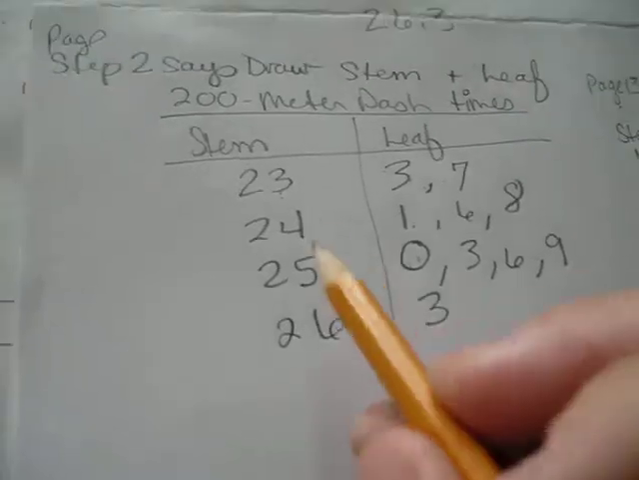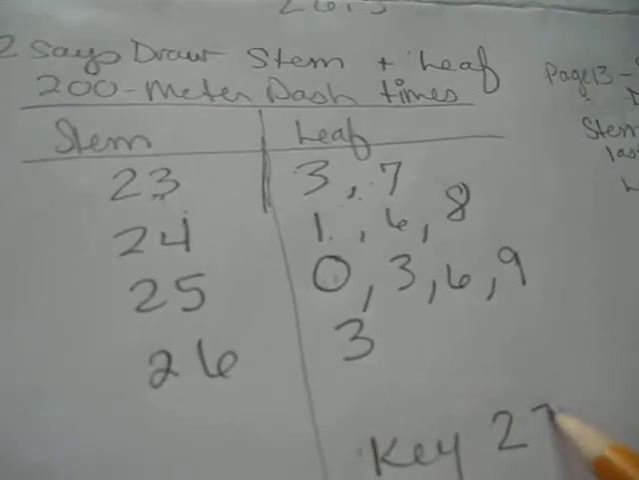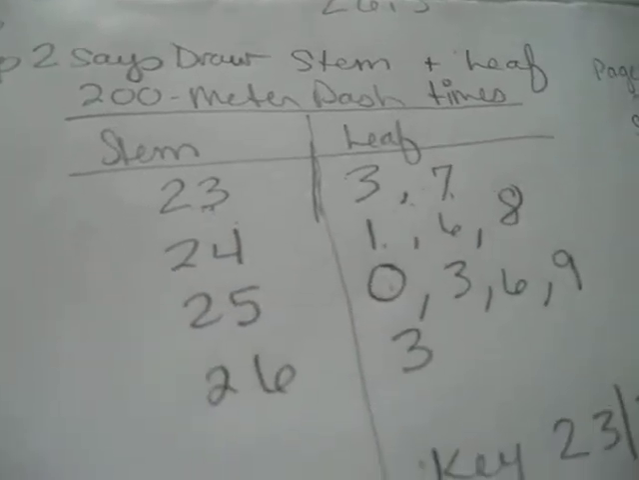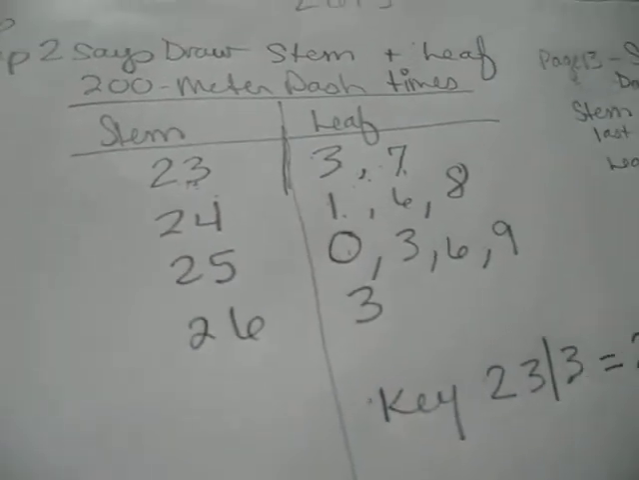So there's our number. Now the last step says that we need to write a key. So the key is going to be an example. So you use like 23.3 and this little line in between. So 23 line 3 equals 23.3, so that they have an understanding of how these numbers are actually created. So that would be my quick little instruction.